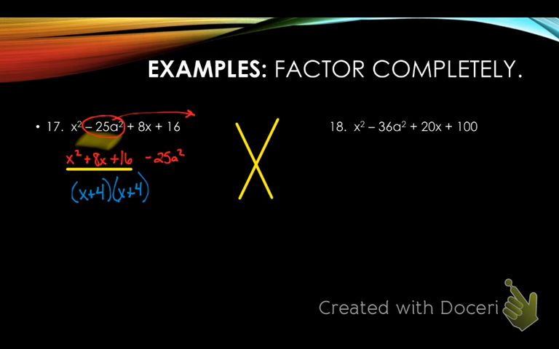I mean, we can go like this. We can go, well, that's 16, and that's, no, what is it? Negative 8, positive 8. We can get the wings right here and go 4 and 4. Now, we can rewrite this as x plus 4 squared. Now, we don't want to forget about the negative 25 a squared.